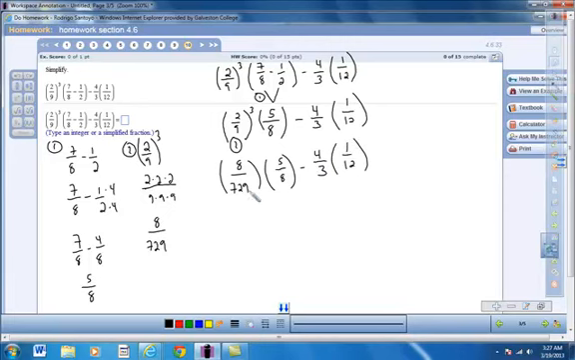So now we see multiplication, subtraction, and multiplication. So let's go ahead and multiply these two. Put this work over here. That's 8 over 729 times 5 over 8. Well, we know we're just going to be multiplying across. Well, we see 8 on the top and bottom, so we're left with just 5 over 729. So let's write that down here.